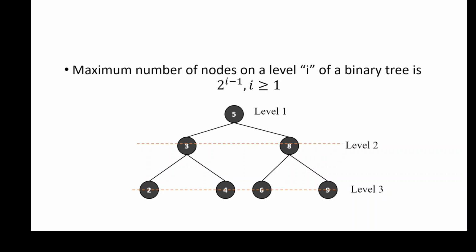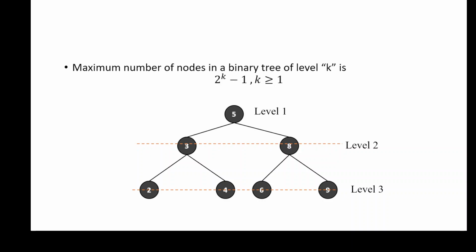So to calculate the maximum number of nodes at a particular level i, let us consider the level as 2. So at level 2, that is when i equals 2, the maximum number of nodes of a binary tree is given as 2 to the power 2 minus 1, that is 2 to the power 1, which is equal to 2. At level 3, that is when i equals 3, the maximum number of nodes at that particular level in a binary tree can be 2 to the power 3 minus 1, which is equal to 2 to the power 2, and equal to 4.